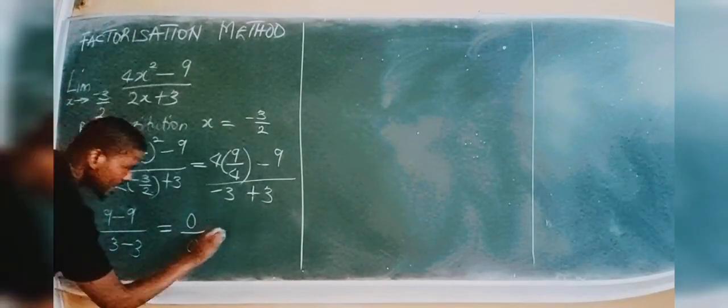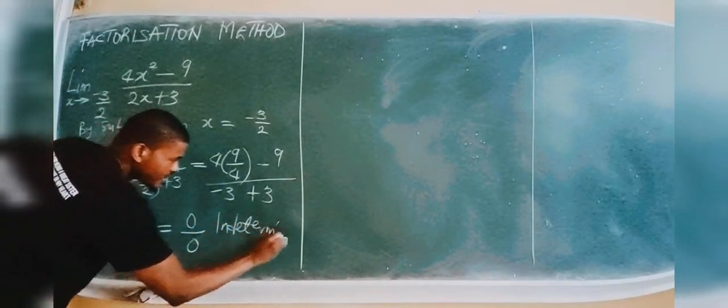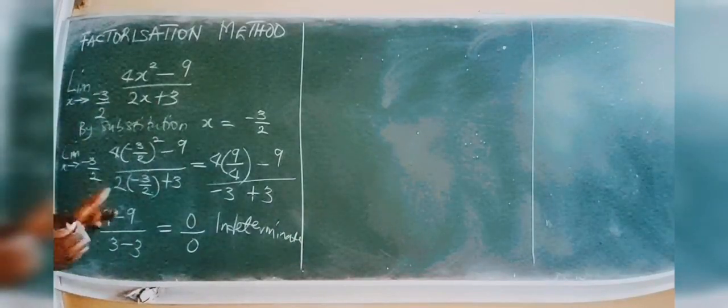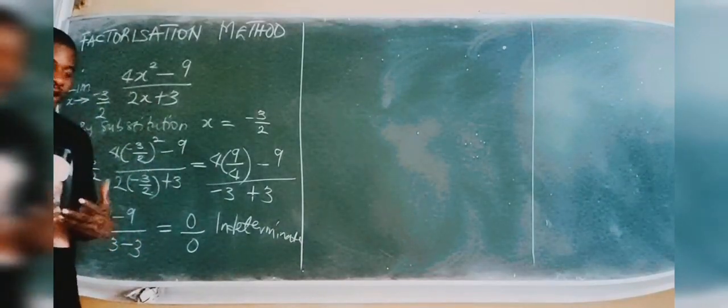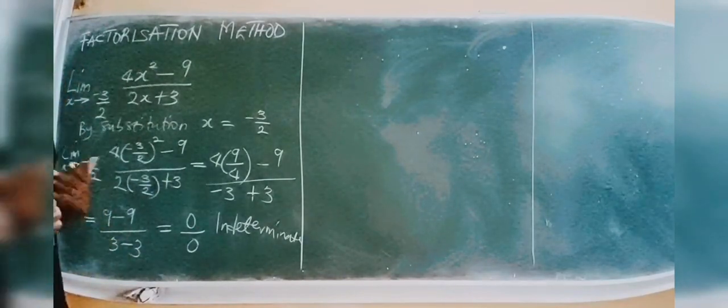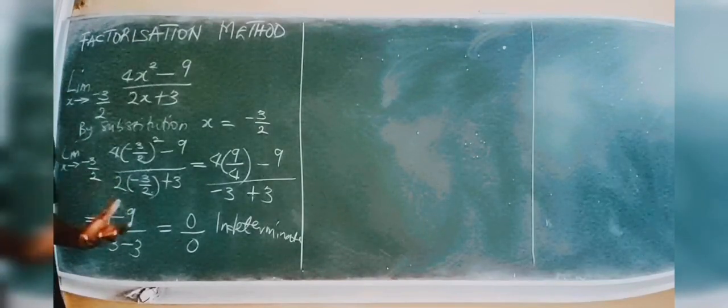So this is actually indeterminate. It means that this limit cannot be solved by the direct substitution method, but we can only find that out when we use the substitution method to solve. So the limit has failed by direct substitution, and we try the next approach.